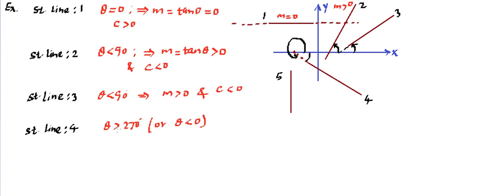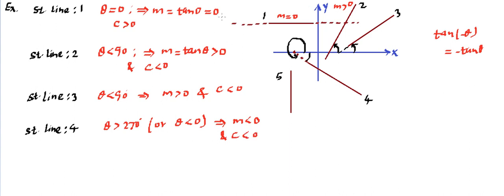So we know when this angle becomes more than 270 degrees or it's negative, then tan theta comes out to be negative as per the rule. There is a rule called tan of minus theta is equal to minus tan theta. So that means slope is going to be negative. From here we can conclude the slope is negative for the fourth straight line. Making sense? And if you see, this is intercepting the negative y-axis, so we can claim c is also negative.